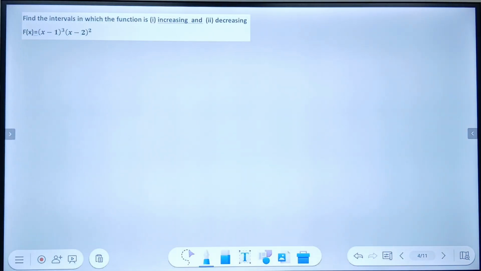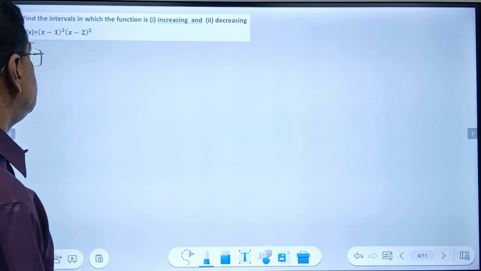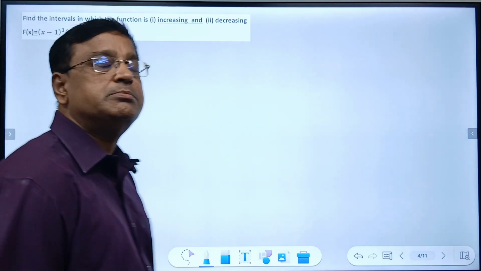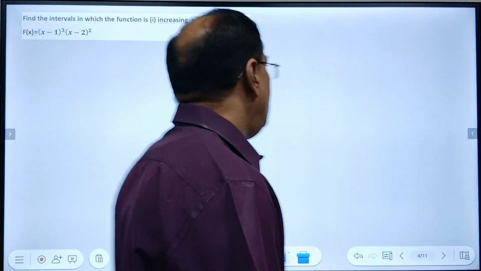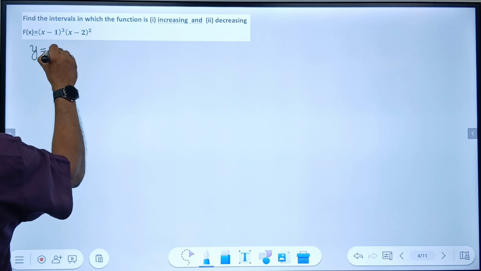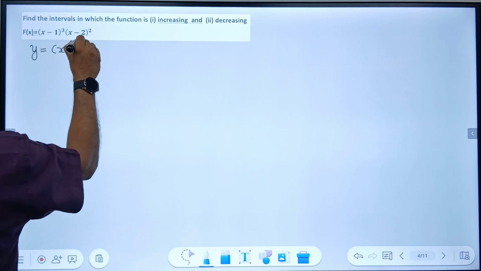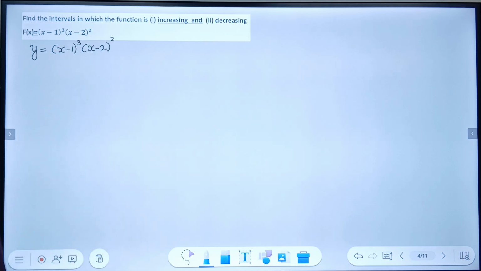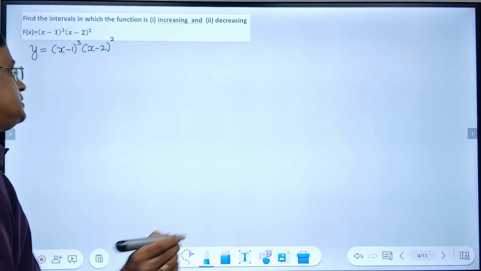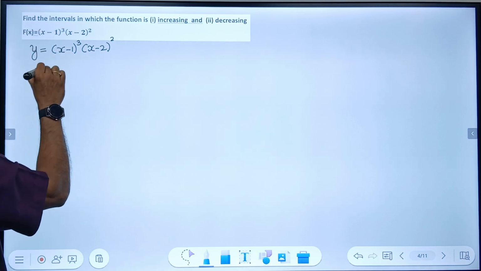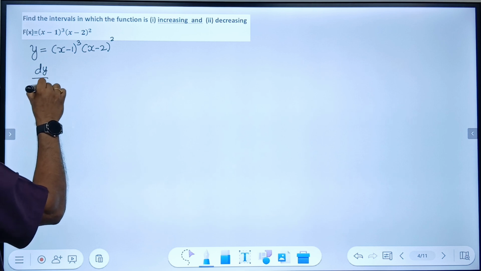The question here is, find the interval in which the function is increasing or decreasing, and the function is (x minus 1) the whole cube into (x minus 2) the whole square. Now how do I do that? So first let me write the function y equal to (x minus 1) the whole cube into (x minus 2) the whole square. Okay. So I'm going to find dy by dx. That is our first step. So I want to find dy by dx.